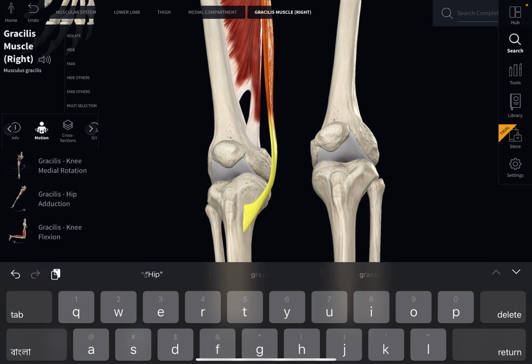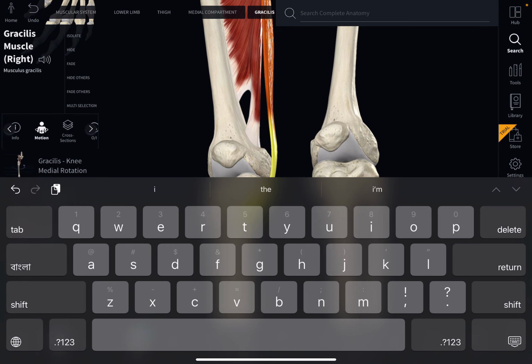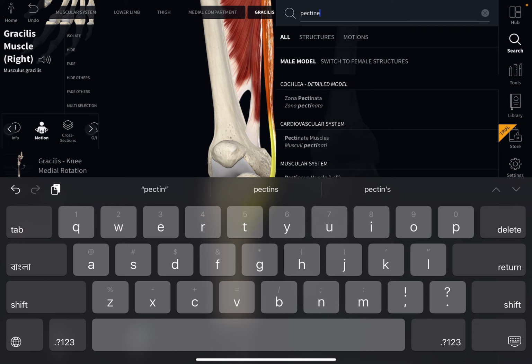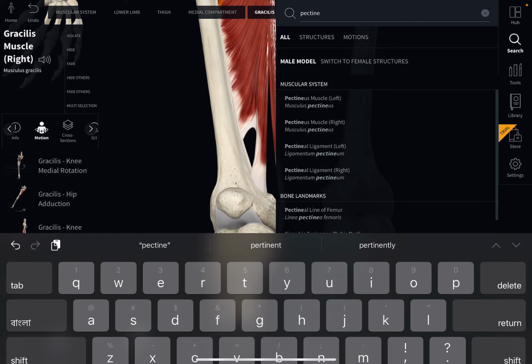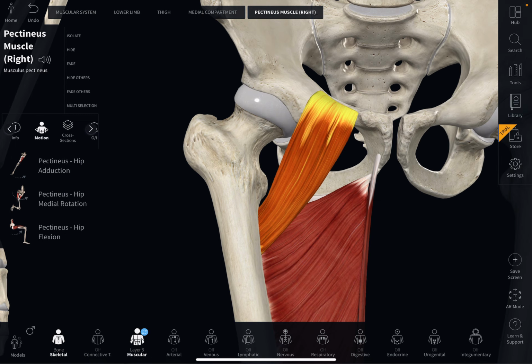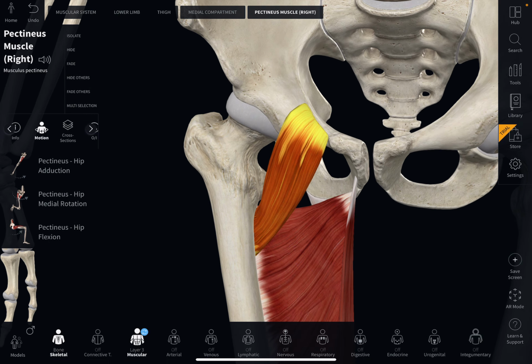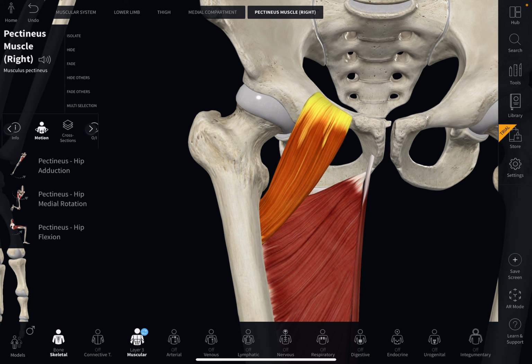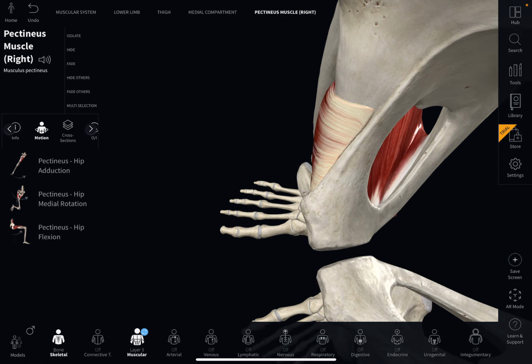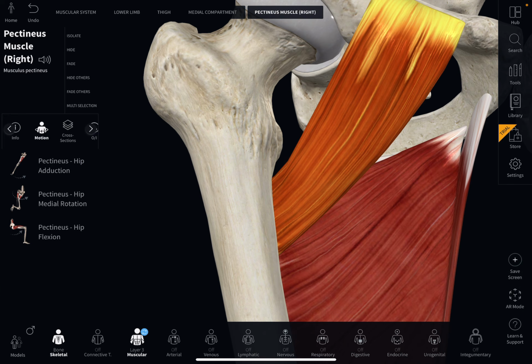All right. So our next muscle is pectineus. This one right here is the pectineus muscle. The origin of the muscle is the pecten pubis and the upper half of the pectineal surface of pubis.